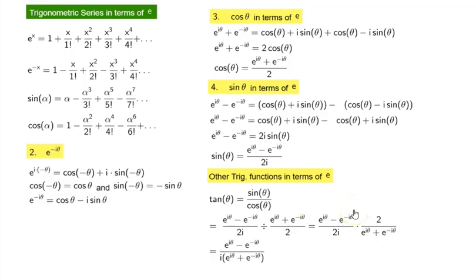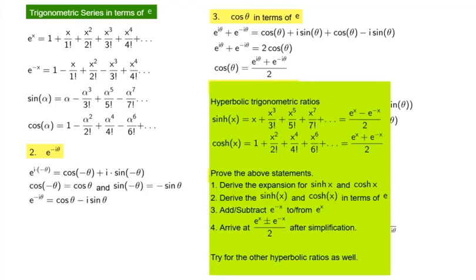Now, what about sec, cosec, and cot? Those will be just reciprocals of these. So, pretty straightforward. Now, homework for you.